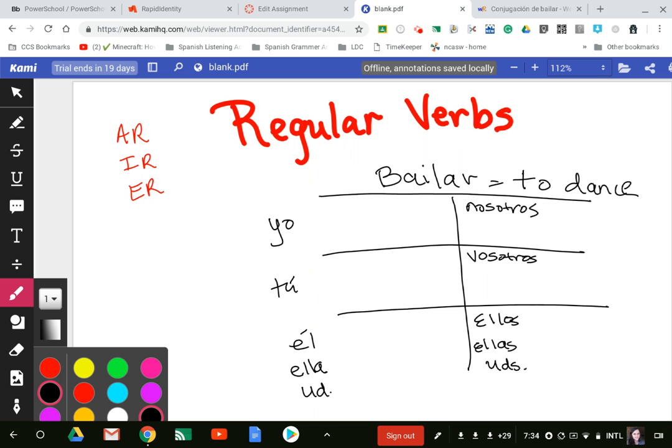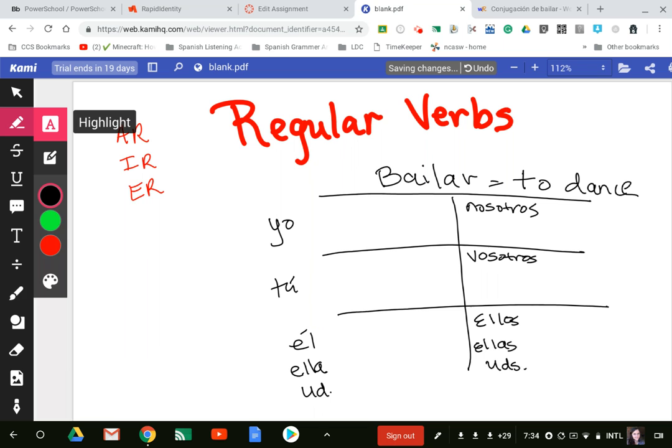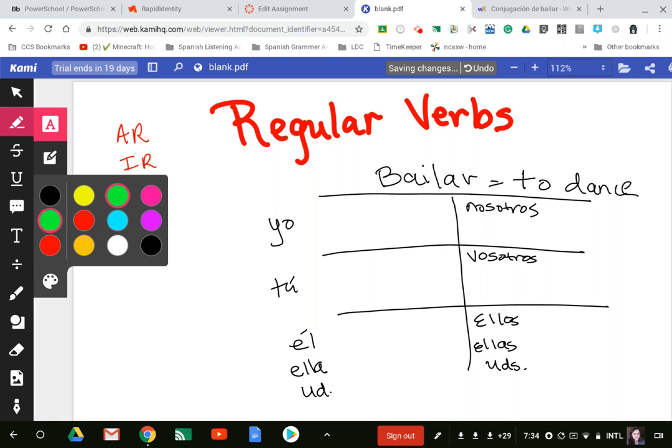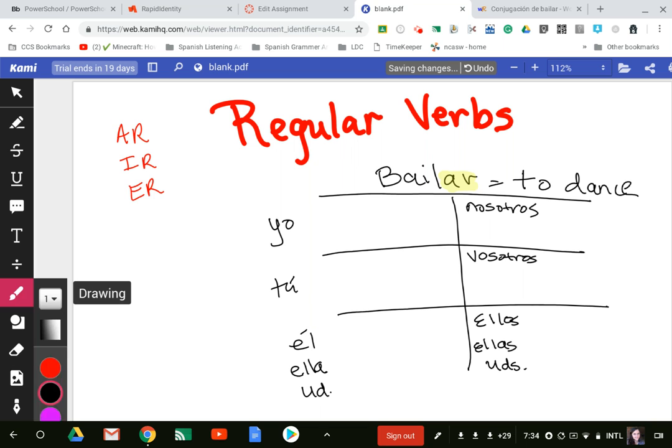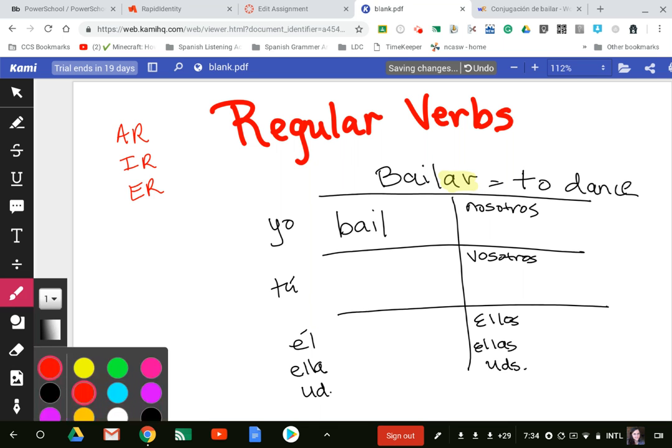Alright, so to conjugate these verbs, you need to be able to separate the verbs. The verbs in Spanish have two parts. They have their stem and they have their ending. So this ending, AR, is what's going to get dropped in order to conjugate the verb. Once you've dropped it, you're left with the stem. And verb conjugation from there is pretty simple when it comes to AR verbs. You're just going to give it the ending to fit the subject.